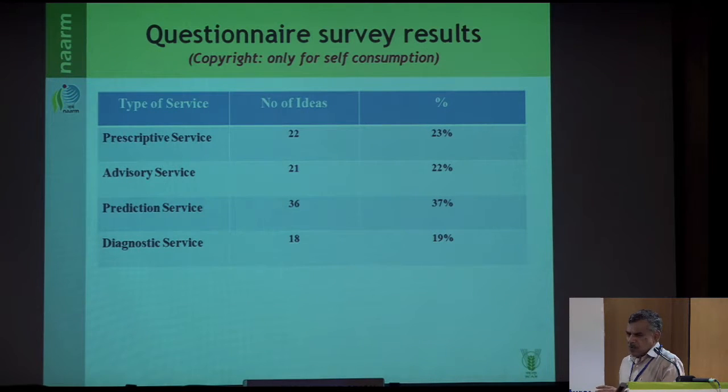When we look at what they actually know, and classify their complete responses, we can say that this is the distribution. In their opinion, 37% are for prediction services, where AI and IoT can be used, followed by prescriptive services, and then advisory services and diagnostic services. So these were the areas where our people think AI and IoT applications can be used.